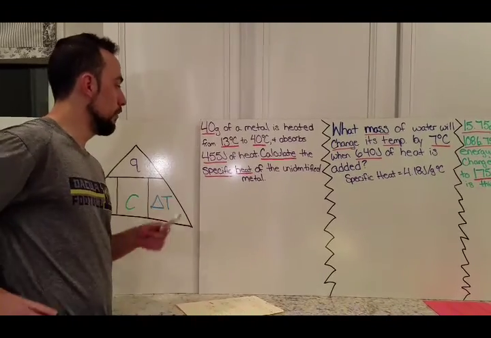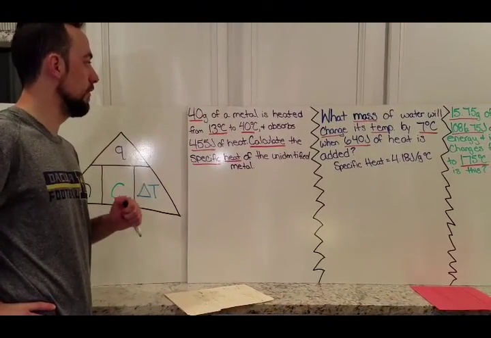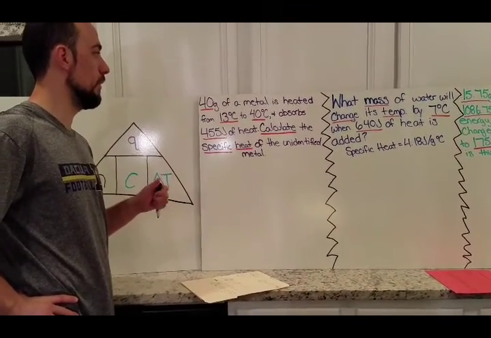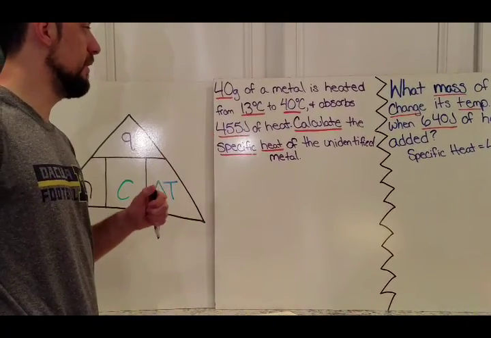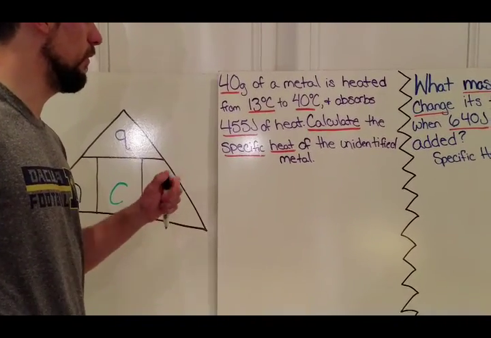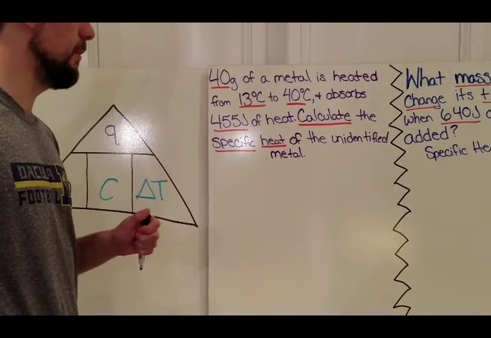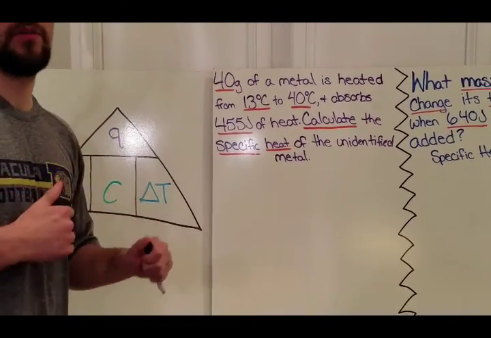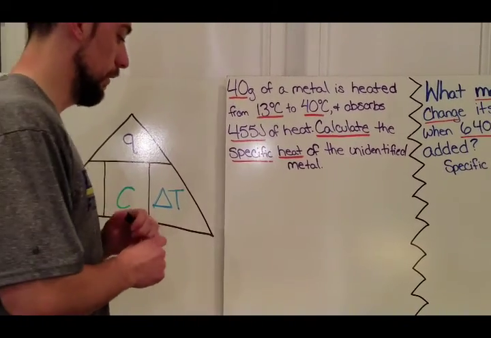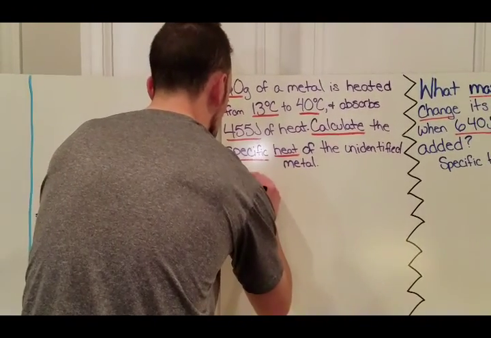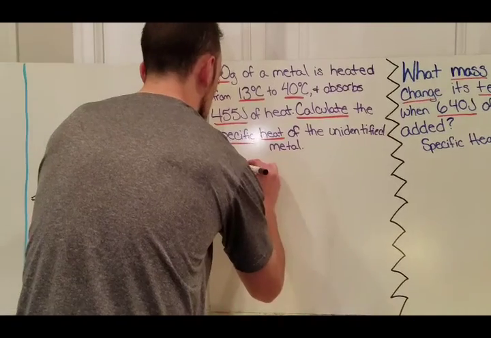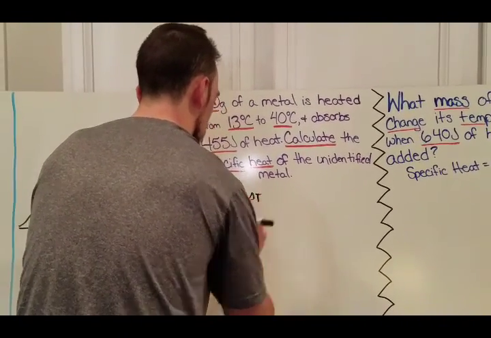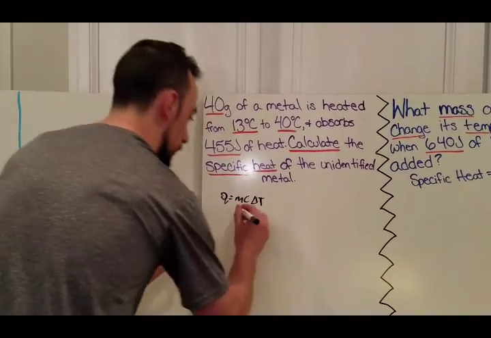So, read it real quick. 48 grams of a metal is heated from 13 degrees Celsius to 40 degrees Celsius and absorbs 455 joules of heat. Calculate the specific heat of the unidentified metal. Okay? So, what's the first thing we hit? I said only focus on the units. So we got 48 grams. So if we're doing the equation the old school way, which is Q equals MC delta T, okay? The one that has grams is going to be mass.